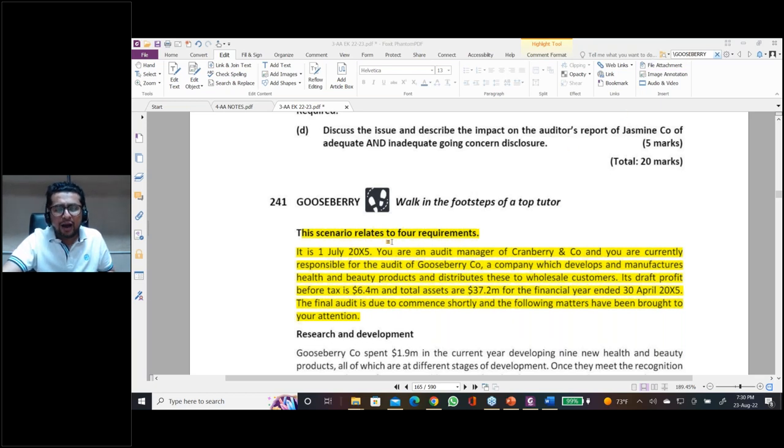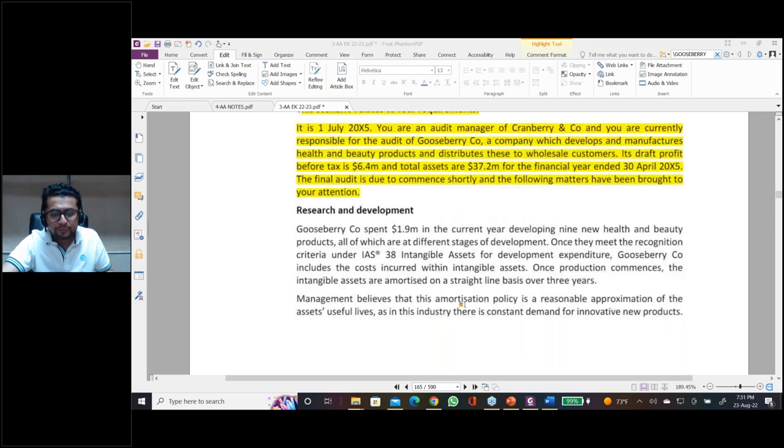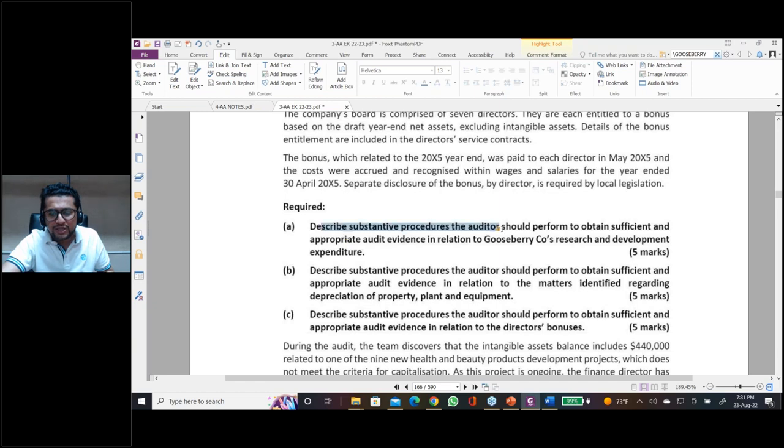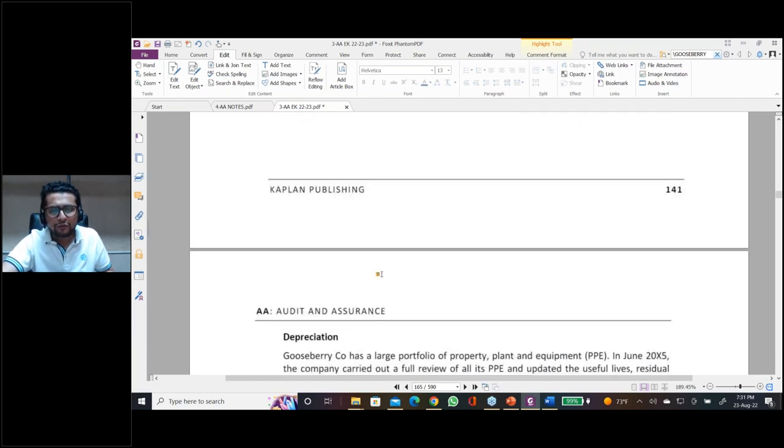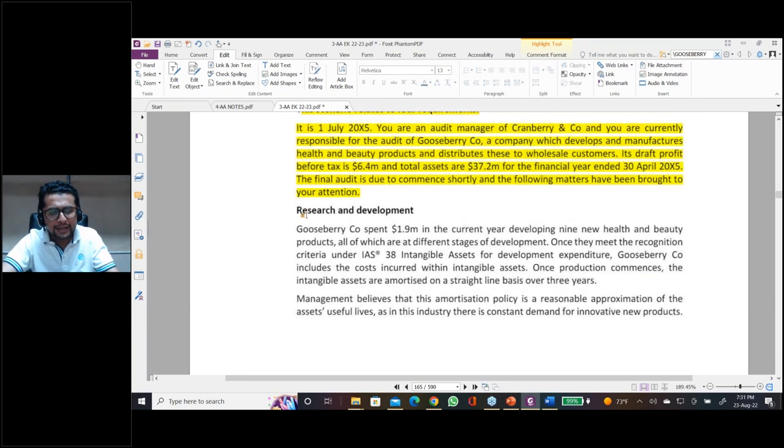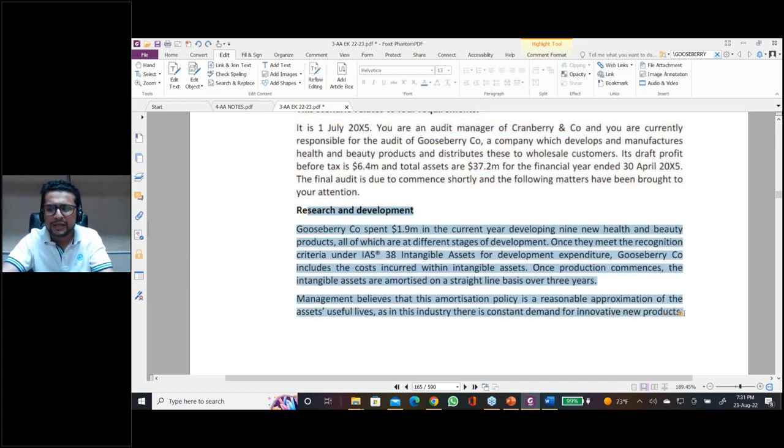Okay, guys, are you done with the first paragraph? Please say yes so that I can move on. Okay, well done. Now let's read the first requirement. Describe the substantive procedures the auditor should perform to obtain sufficient appropriate audit evidence in relation to the research and development expenditure. Now all of you have got another 2-3 minutes. Please read this story.